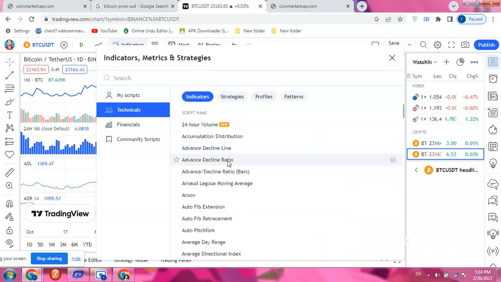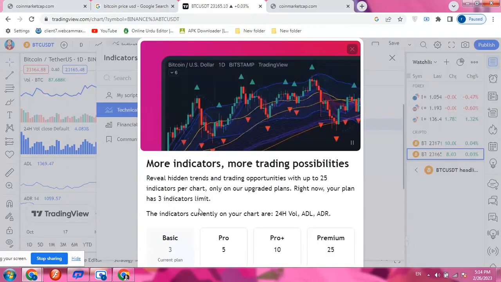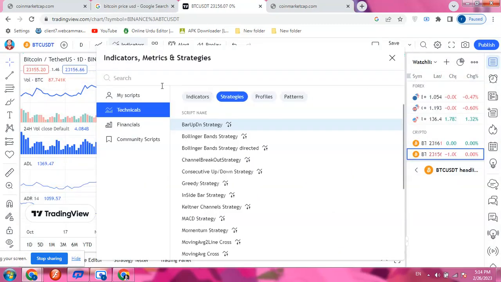Technical indicators. In technical indicators, we use average day range, 24-hour volume, and some other indicator points, and second the strategies. In strategies, we check the barn of the strategies. In the barn of strategies, more feasibility, more possibilities. We check more indicators, more trading possibilities, reveal hidden strengths and trading opportunities with up to 25 indicators per chart. Only on our upgrade plans right now, our plan has a three indicator limit.